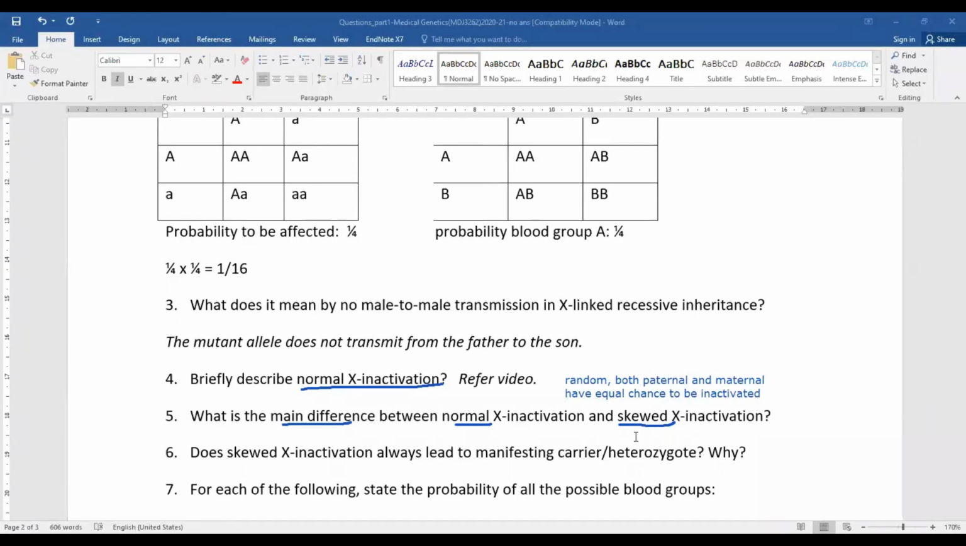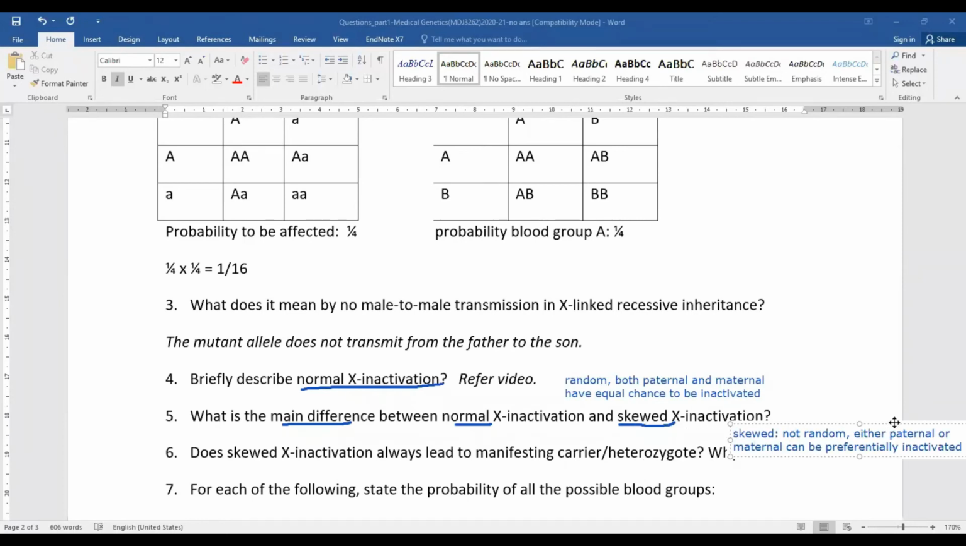So skewed means that it's not random. So either one can be preferentially inactivated. It's not random anymore. So that's what we mean by skewed. Okay, so that's the major difference between them.